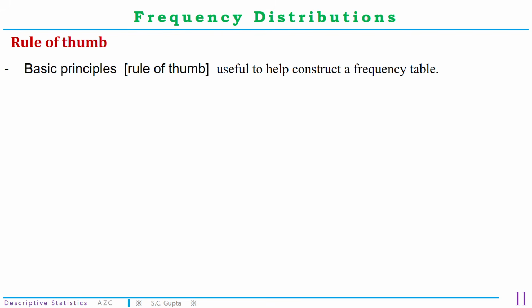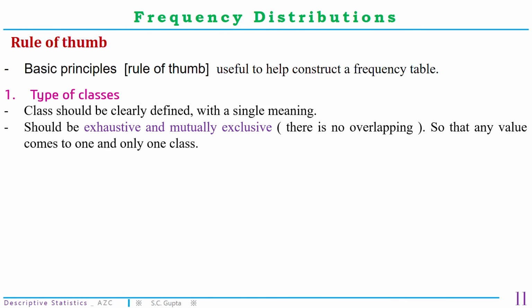Rule of thumb. For frequency distributions, there are basic principles of rule of thumb, useful to help construct a frequency table. First is the type of classes. Classes should be clearly defined with a single meaning, and should be exhaustive and mutually exclusive. There is no overlapping, so that any value comes to one and only one class.